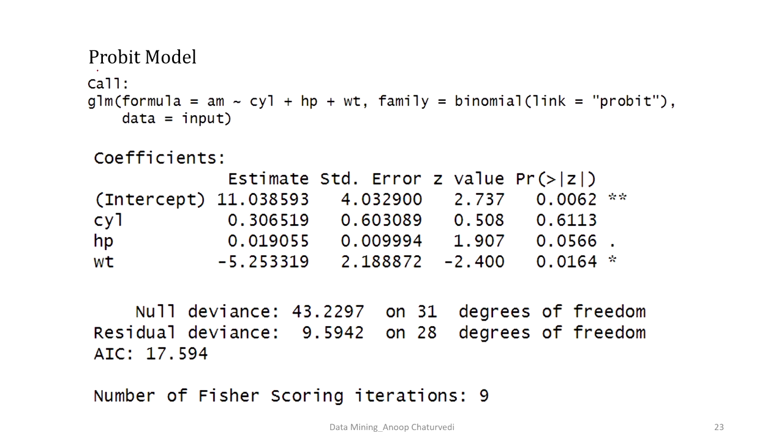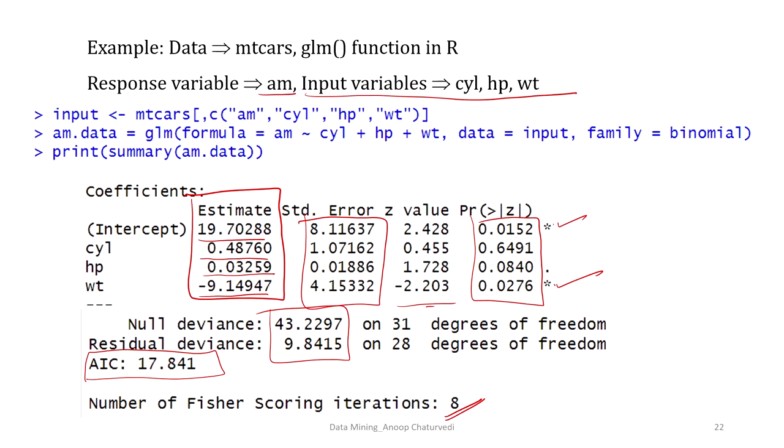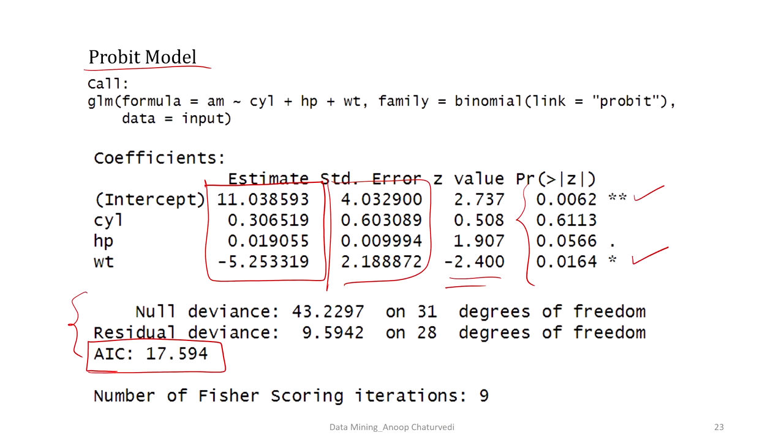We have also fitted the probit model for the same problem. Again, these are the estimators for the regression parameters, their standard errors, Z values, and then the corresponding P values. Here also, only the intercept term and the regression coefficient corresponding to WT are significant. We also get the null deviance, the residual deviance and the value of AIC. And if you compare the AICs of the two models, then they are almost equal. Of course, the AIC of the probit model is slightly lower than the logit model.